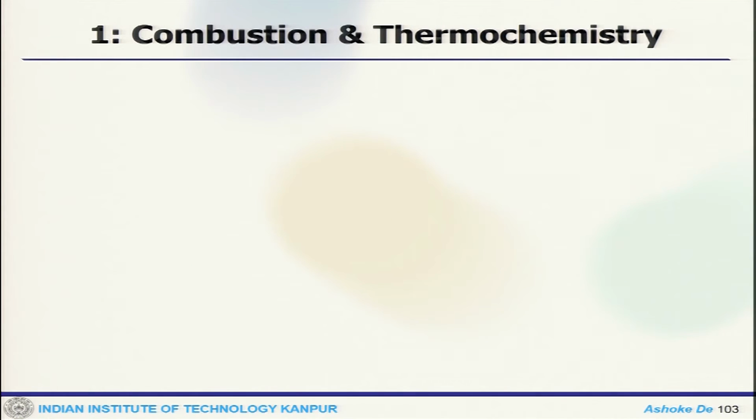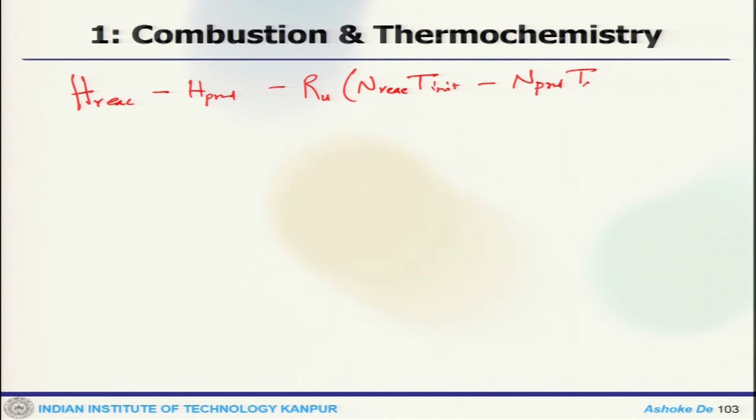Now, if you substitute this in 1.42, what do we get? We get H reactant minus H product minus Ru, N reactant T init minus N product T adiabatic equals 0.